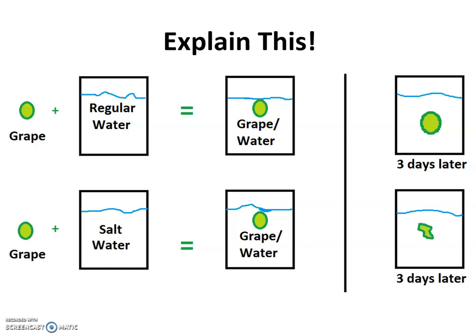In the first setup at the top, we have a grape that was soaked in regular water for about 3 days. The second setup, we have the same similar sized grape soaked in salt water for 3 days, and we notice what happens. In the regular water, the grape actually swelled and became larger. The grape that was put in salt water shriveled and became smaller. Why is that?